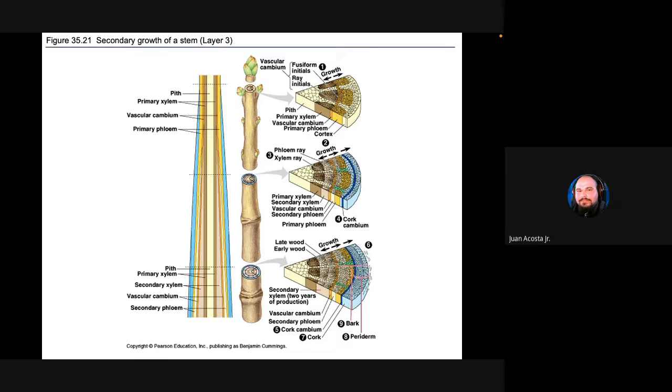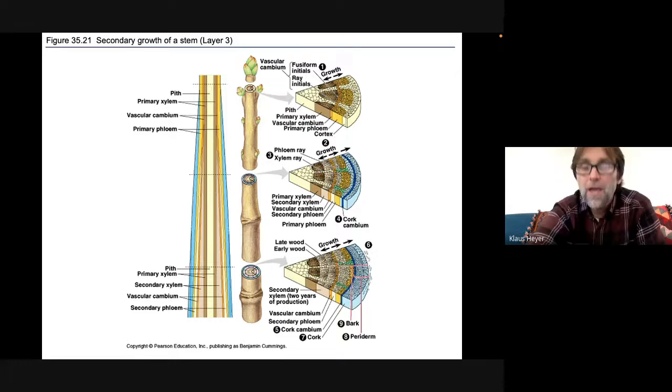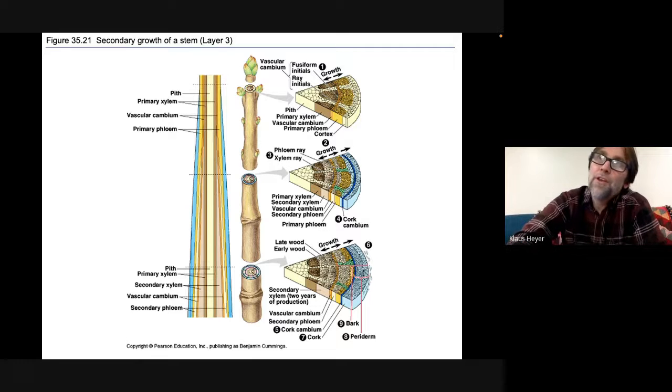Yeah, the only question I was having, I had in the beginning, just to clarify, you said the phloem is external and the xylem is internal. Yeah. So just think xylem's wood and phloem's bark.